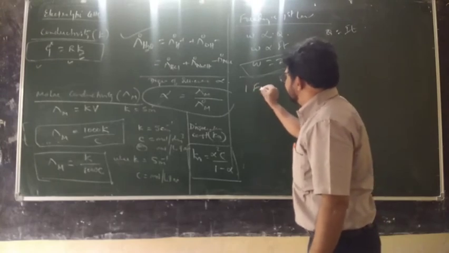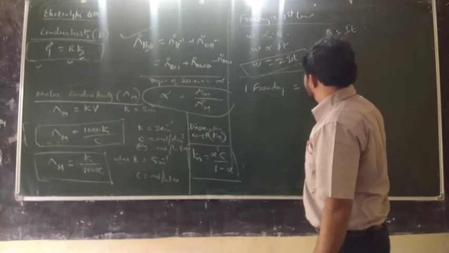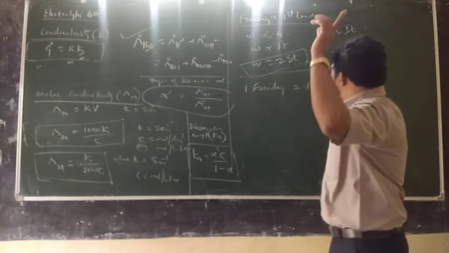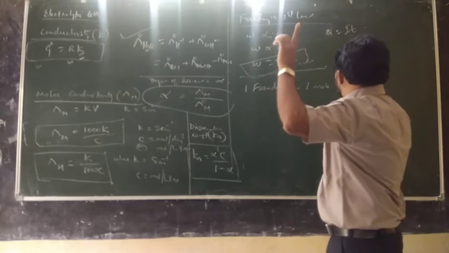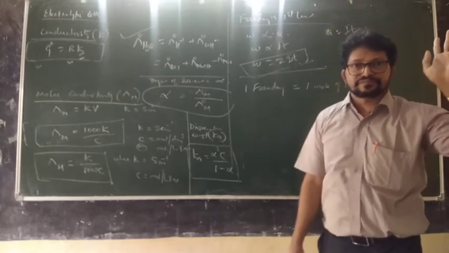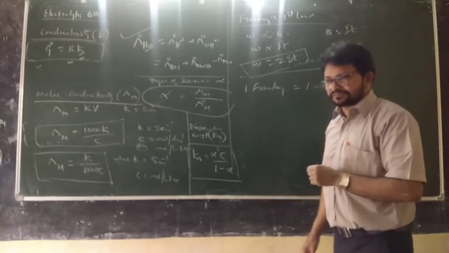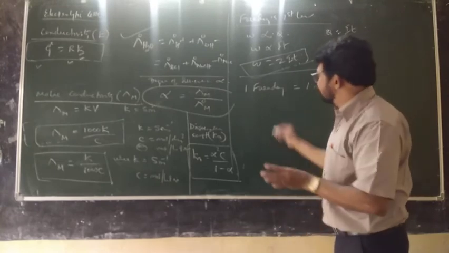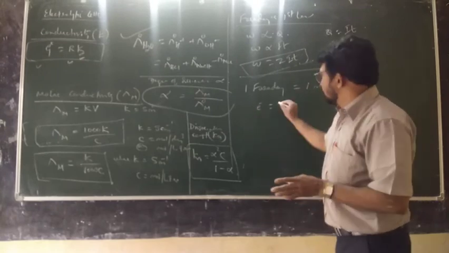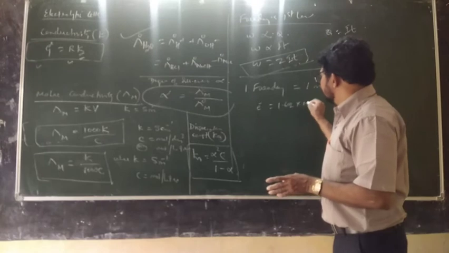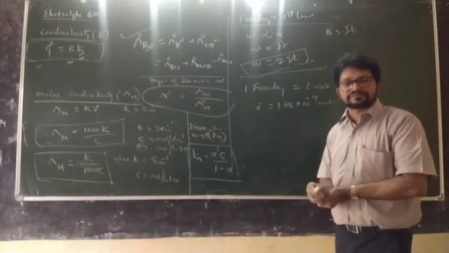1 Faraday is a very big unit of charge, always corresponding to 1 mole of electron flow. Remember, 1 mole of electrons, that is, Avogadro number of electrons. Now, what is the charge of 1 electron? 1.602 into 10 raised to minus 19 coulombs. This is 1 electron charge.